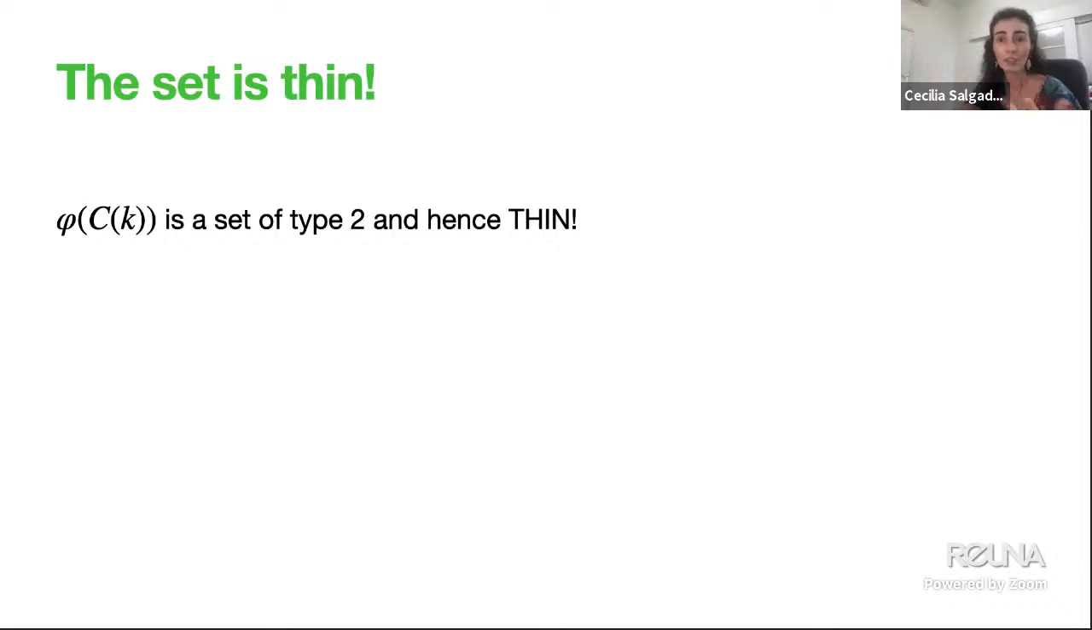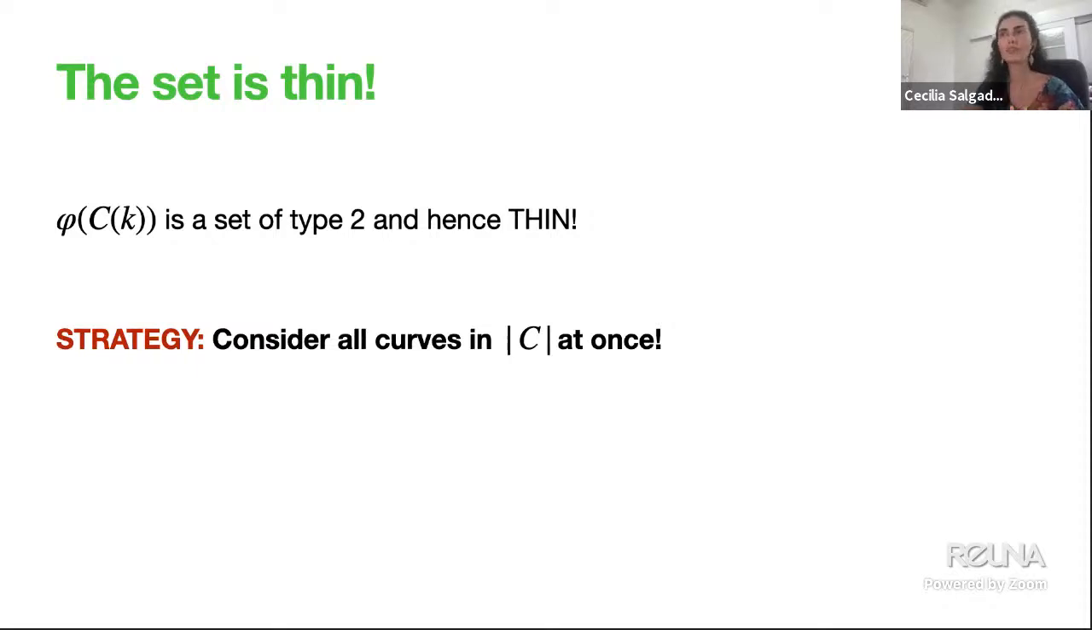So what's the strategy? The strategy for us was actually to notice that there is one thing I told you. I can use all C's in the pencil. So I don't have to just look at one C in my linear system spanned by C. I can take another member of it and maybe make use of it. So the strategy for us to give a little bit of information about the quality of this set is to consider all curves at once. And that's what we're going to do.